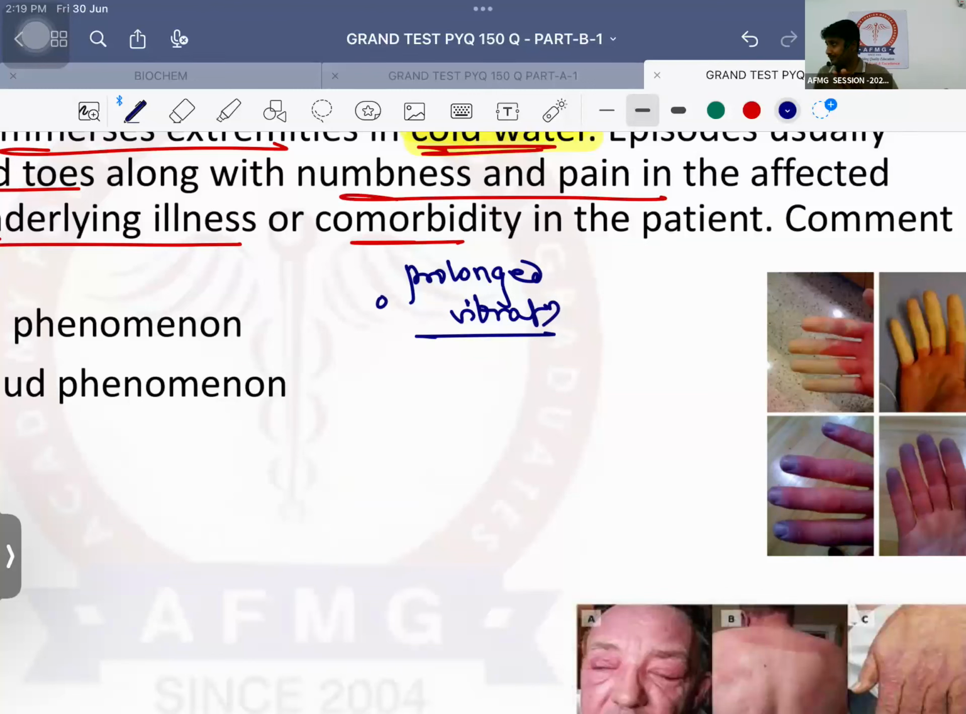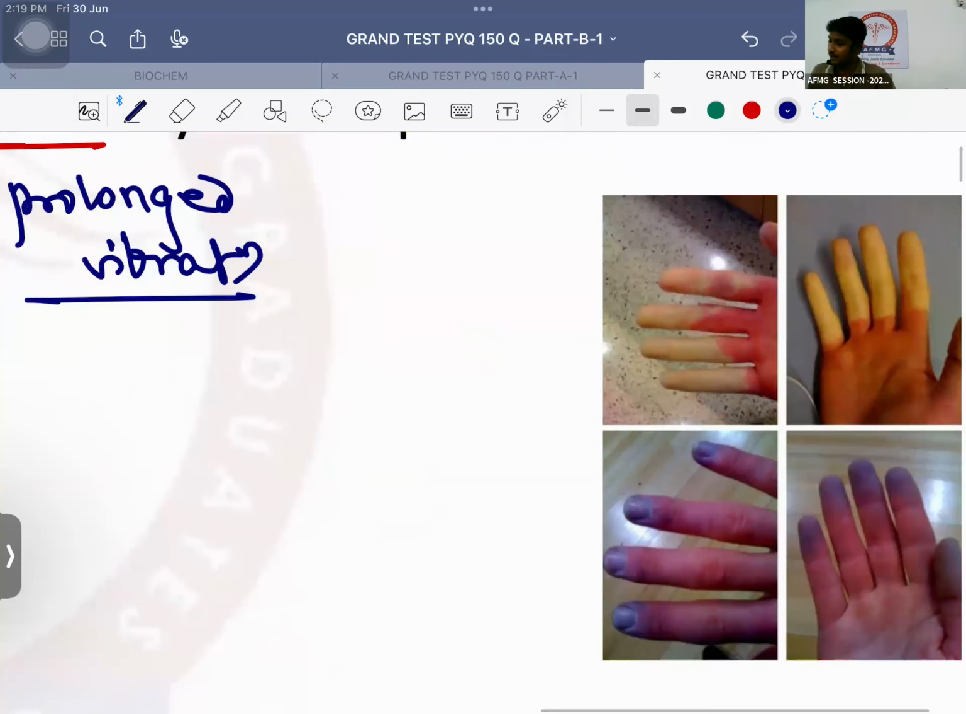Important after this, usually after prolonged vibration or after cold water exposure, what happens? The small vessels in the fingers and the toes undergo spasm. They will relax on their own, but usually they undergo spasm. So spasm of the arterioles as well as the spasm of venules. When both of them are in spasm, there will be no blood supply. Therefore, the fingers will turn white in color.